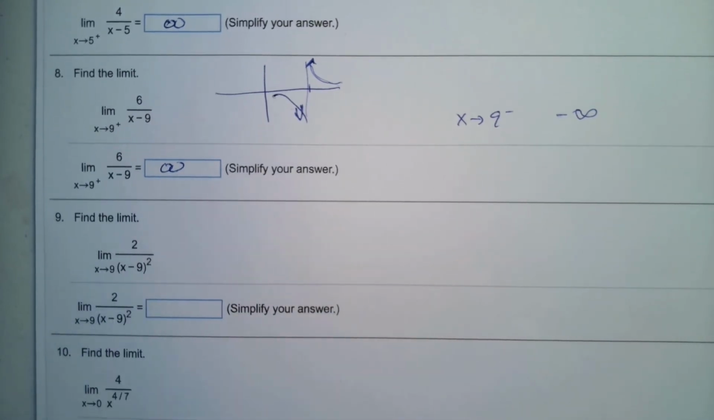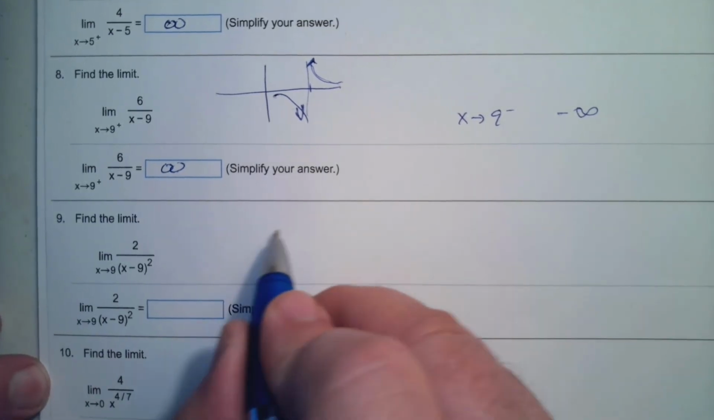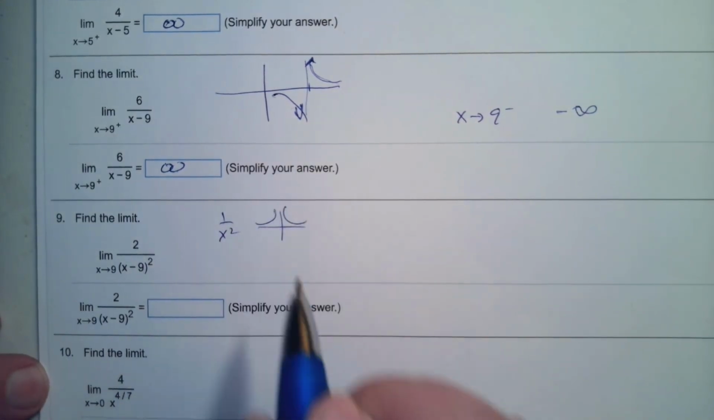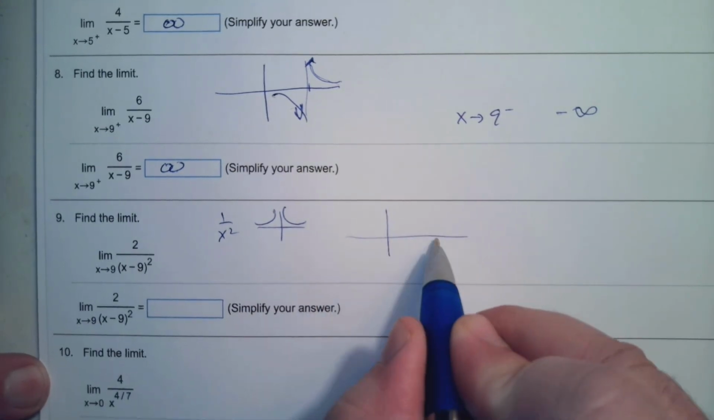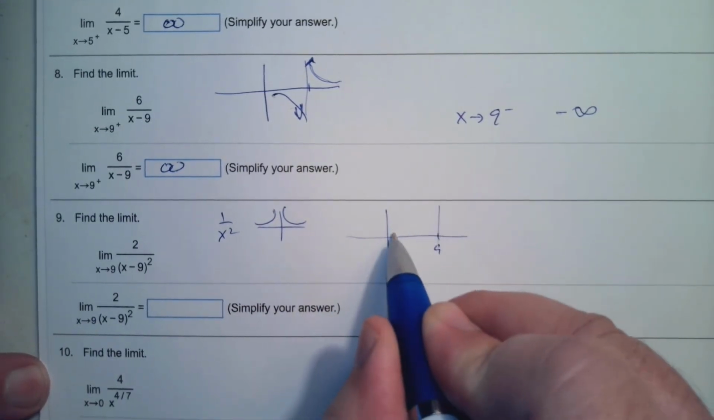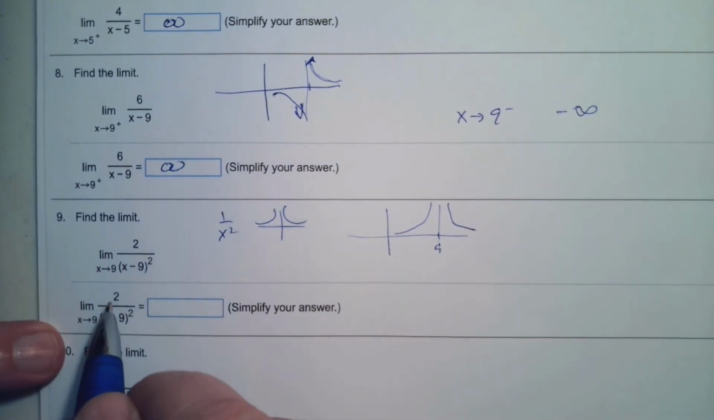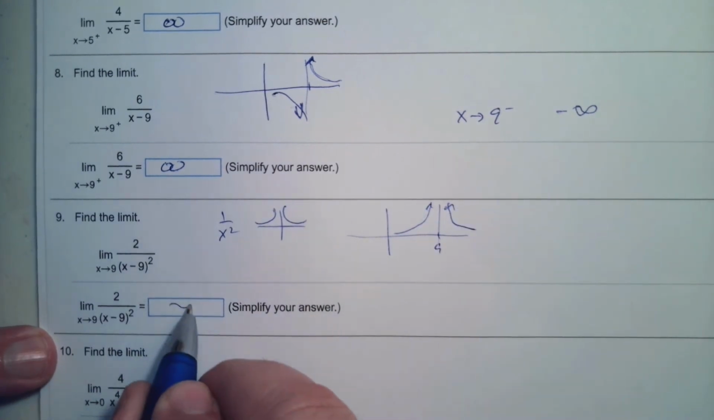Find the limit. The function itself is 1 over x squared, which looks like this. But this one's shifted to the right 9 units. So it's coming from either the left or the right, it doesn't matter. They're both going to be positive infinity.